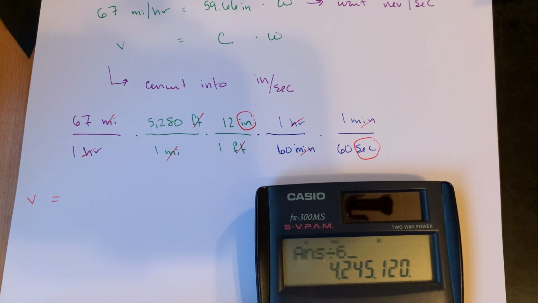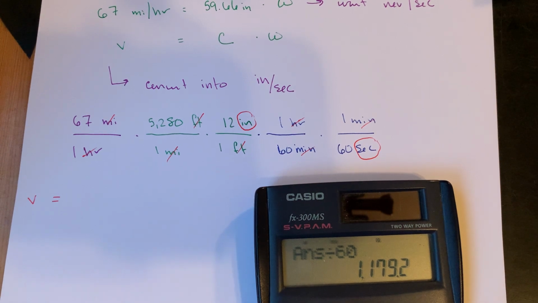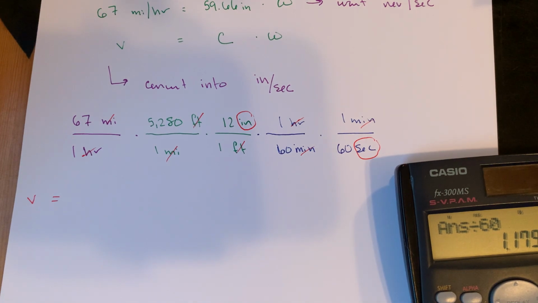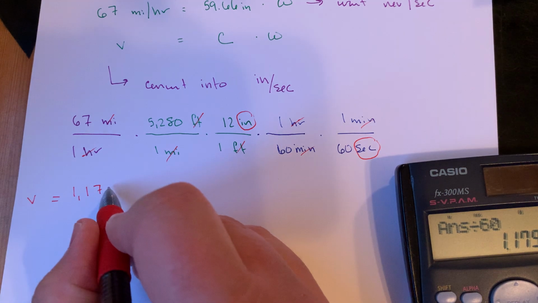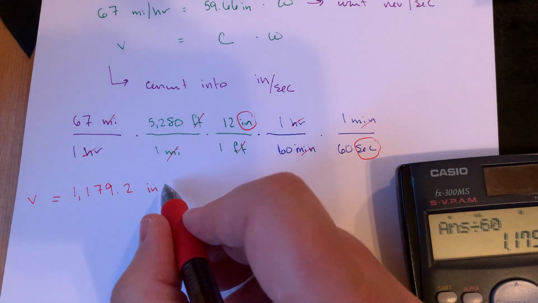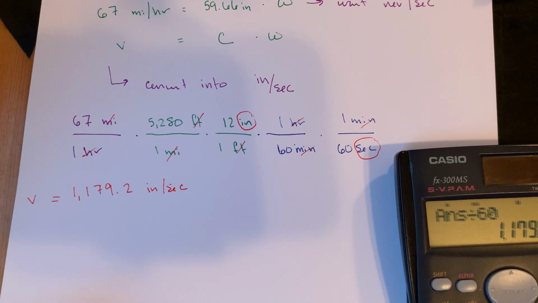If we divide it by 60 minutes, right? So 70,000 inches per minute. If I divide that again, I get 1,179.2 inches per second. That's a lot of inches per second, honestly. In fairness, 67 miles per hour is pretty fast. You know, it's not like race car fast. That technical term, race car, that's a thing. So 1,179.2 inches per second.